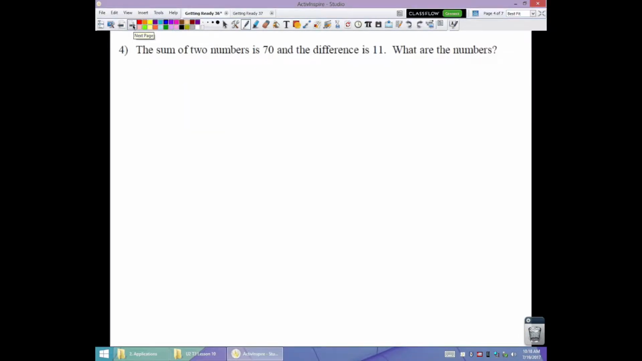All right, now number 4 is also going to result in a system of equations, but we're going to have to make our own, okay? So the sum of two numbers is 70, and the difference is 11. What are the numbers? So my question is, I need to find these numbers that were added, because sum means addition, and subtracted, difference means subtraction.